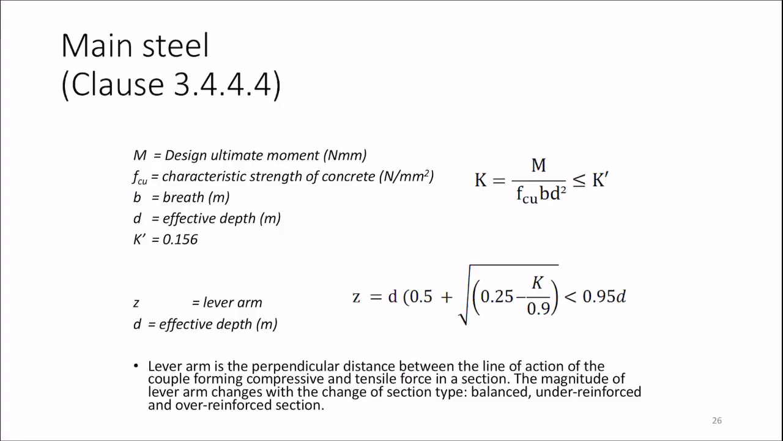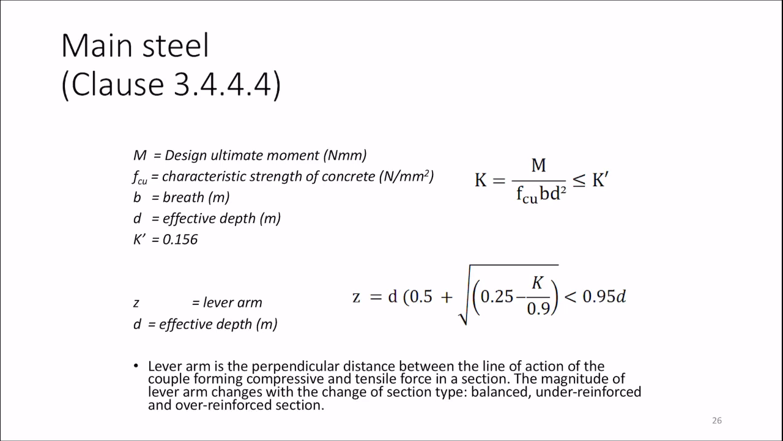After we dah make sure yang M tu tidak lagi besar daripada MU, meaning dia adalah singly reinforced concrete beam, right? We need to calculate the value of K. So K ni, dia tak ada nama, dia adalah K. K is equal to M over FCU bd square. This is the formula. M is design ultimate moment, meaning moment daripada loading tadi, which is the value of M sama dengan WL square over 8 tu.